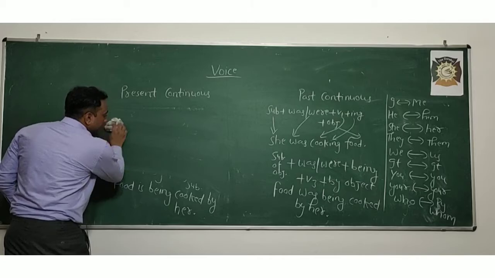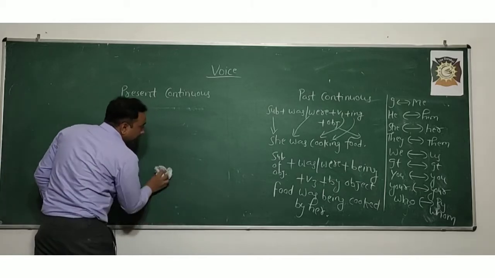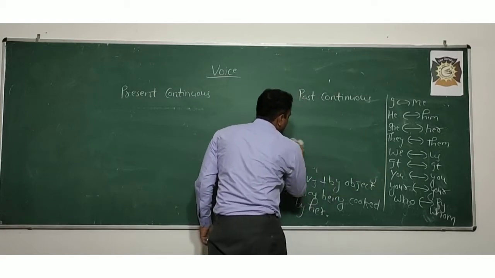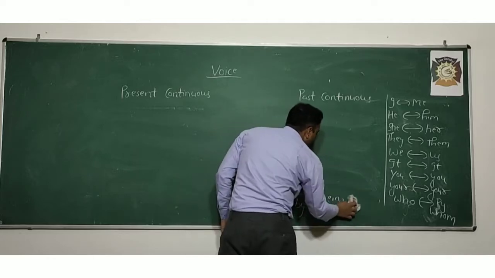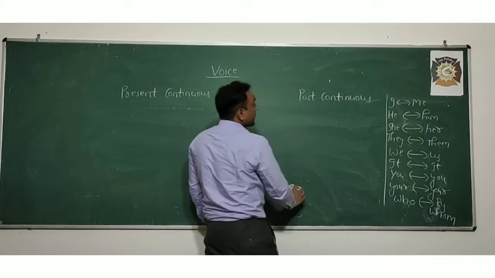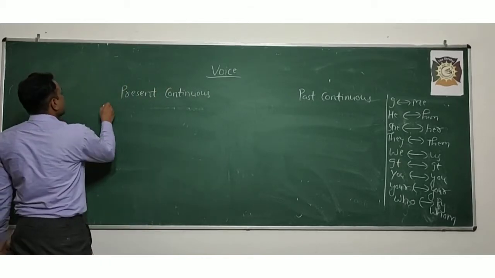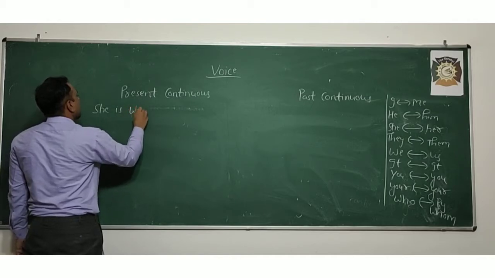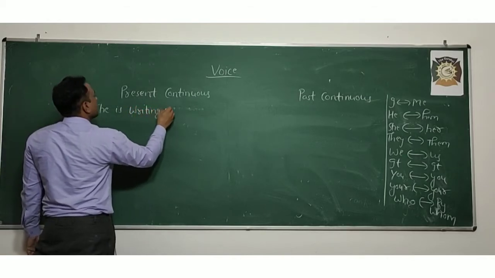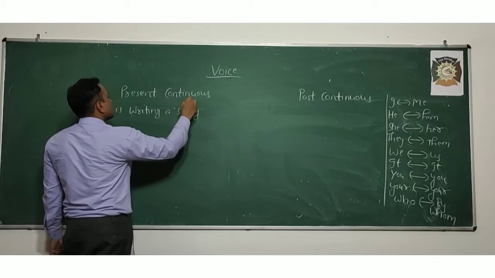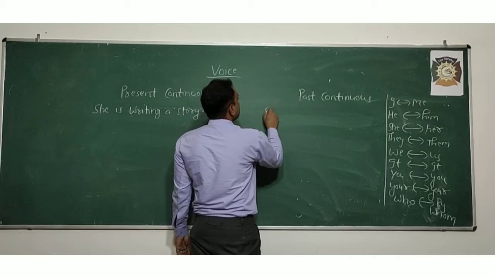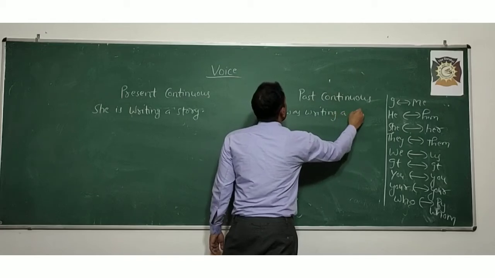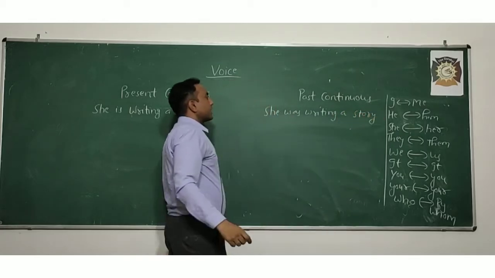If I take an example, she is writing a story. So how will you change it? Let me write the sentence first on the board. After erasing it, then you will understand. She is writing a story. In past, I will write the same sentence: she was writing a story.